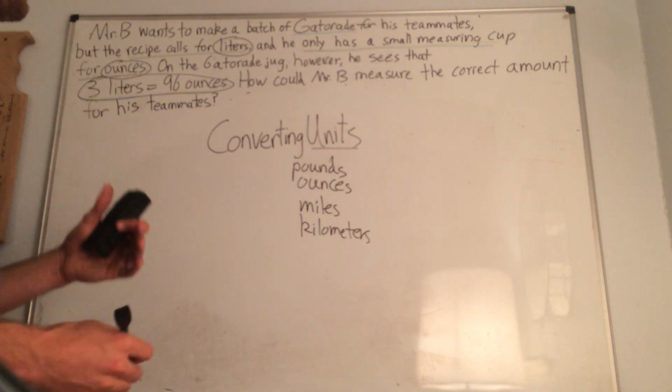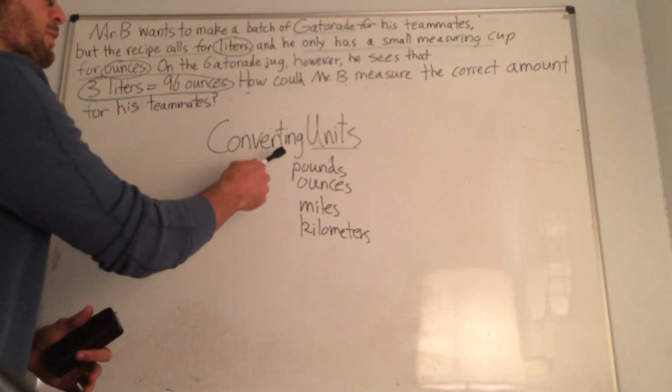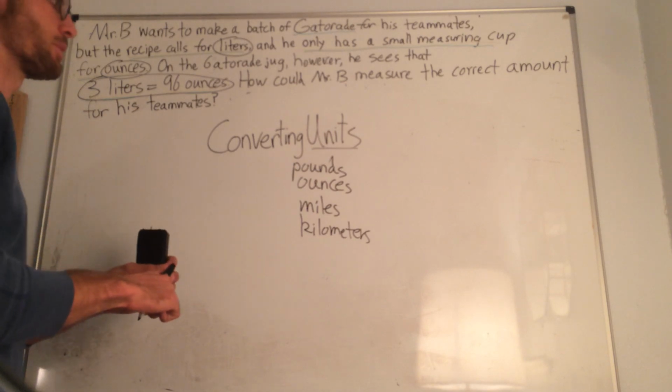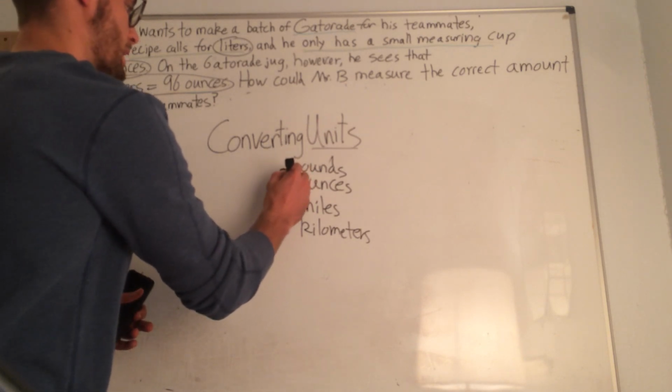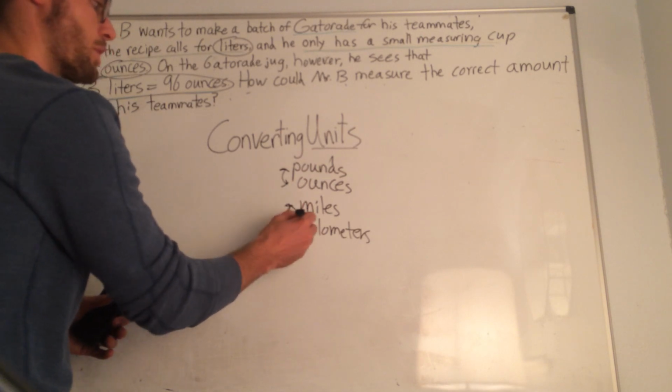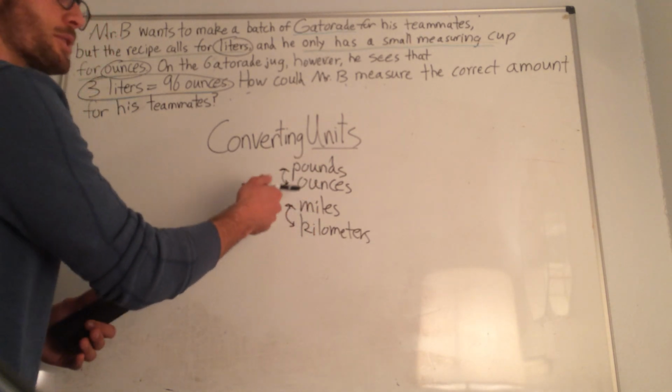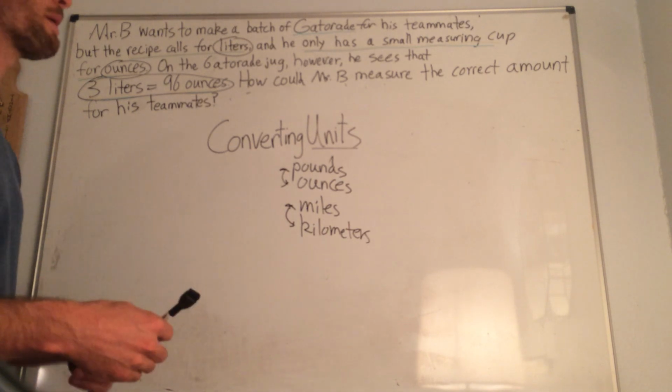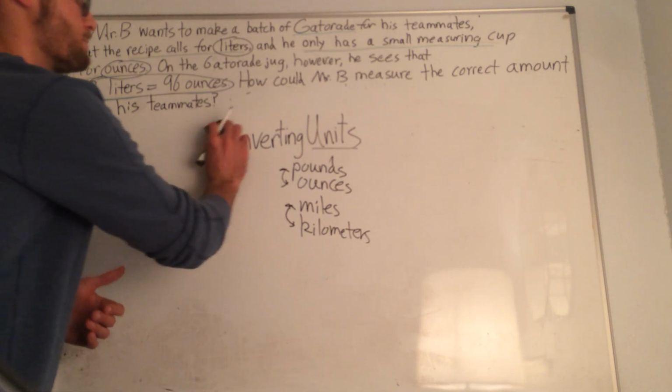And what we're going to do today is explore how we can convert one unit of measurement into another unit of measurement. For example, converting pounds into ounces, or kilometers into miles, or the other way around, ounces to pounds or kilometers to miles. So we're going to explore that today by working through a word problem I've created.